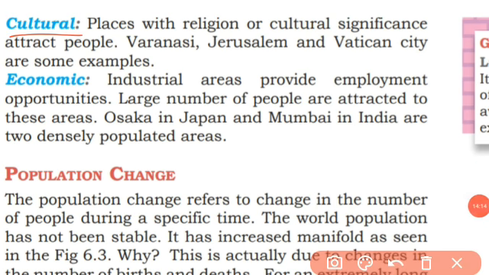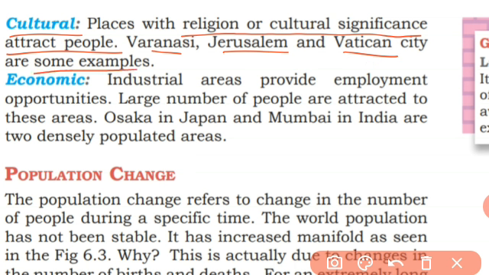Next is cultural. Places with religious and cultural significance attract people. काफ़ी सारे ऐसे प्लेसेस हैं जहाँ की रिलीजन और कल्चरल सिग्निफिकेंस लोगों को अट्रैक्ट करती है, like Varanasi, Jerusalem and Vatican City are some examples of it.